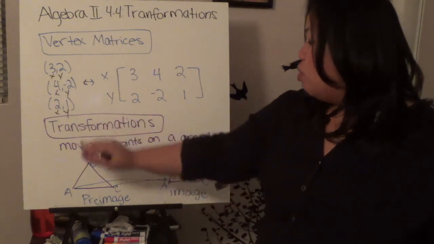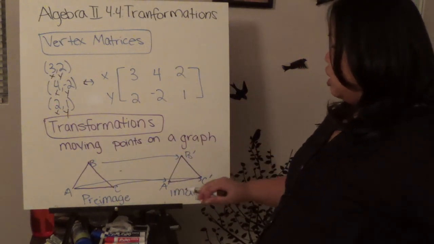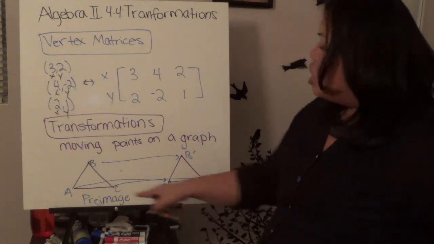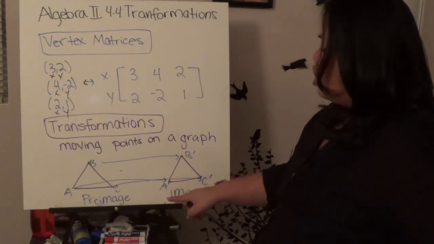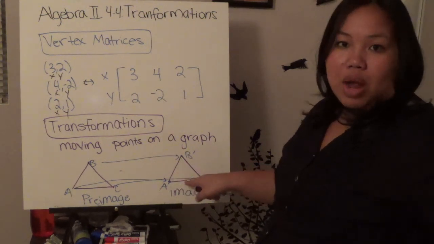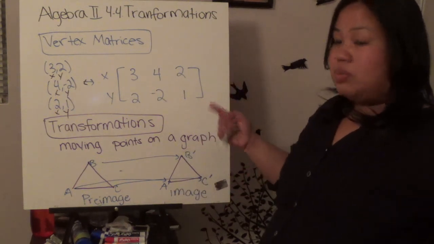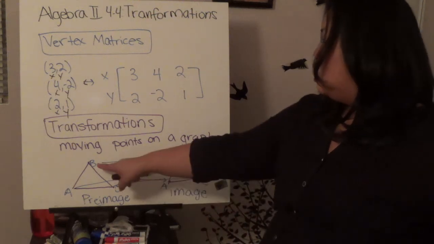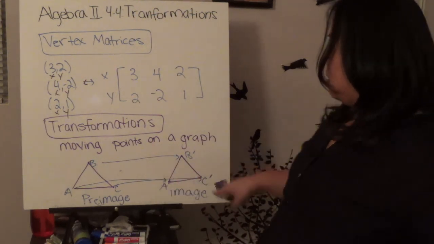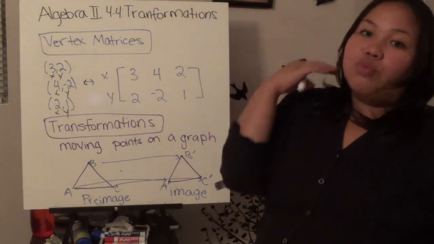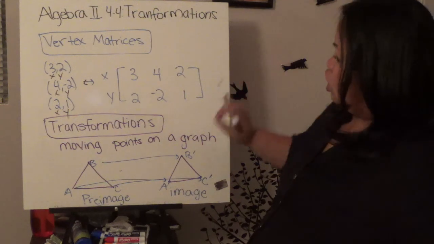The original is called our pre-image. Our final result is called the image. And anytime I've moved it, I'm going to call it prime. So A is shifted over here, which is called the translation, and it's called A prime. If I shift A again, that's going to be A double prime. That little mark tells you how much it's moved. B becomes B prime, C becomes C prime, and at the end I can connect the dots. But again, we're going to focus on just each point. Go ahead and make sure you write that down and do the vocabulary.